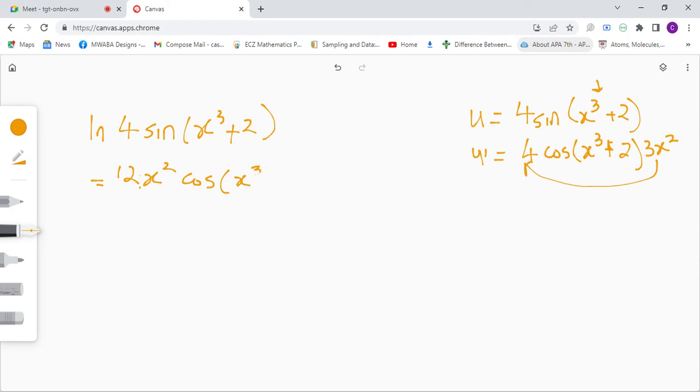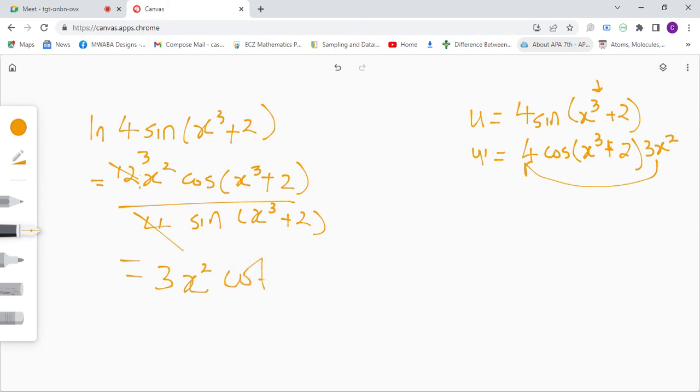So we have 12x squared cos x cubed plus 2, divided by 4 sine x cubed plus 2. And we can simplify this further. 12 divided by 4, that is 3. So we'll have 3x squared. Cosine over sine is cotangent. 3x squared cotangent x cubed plus 2.